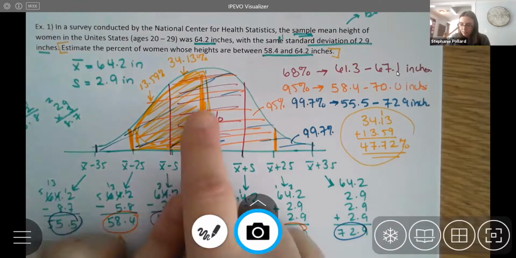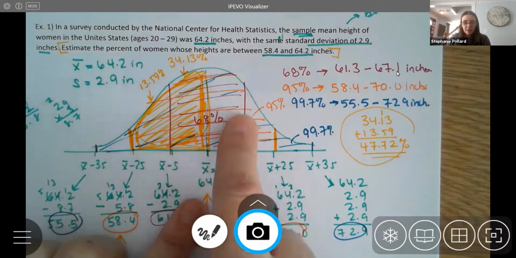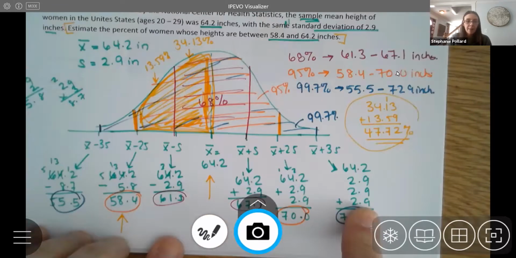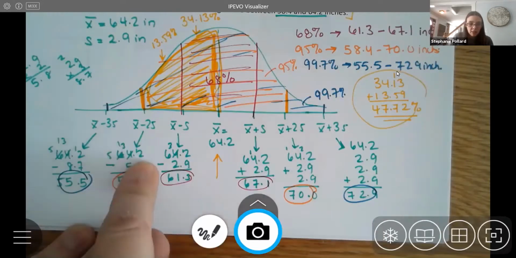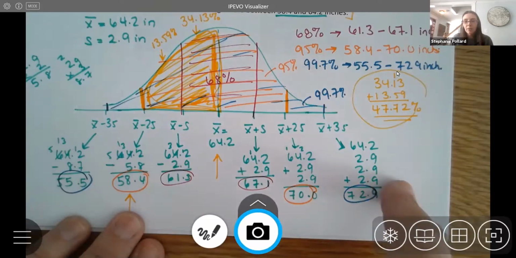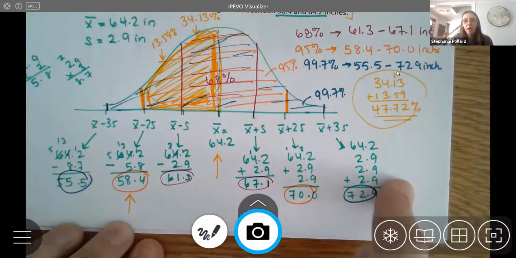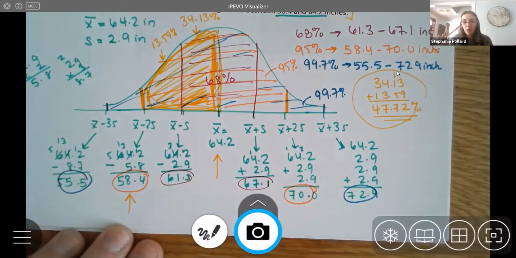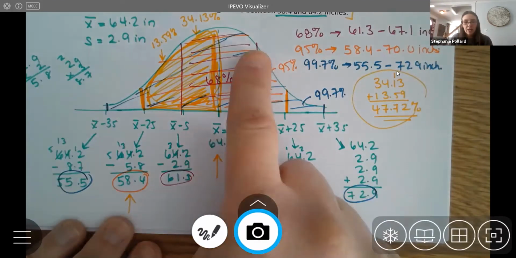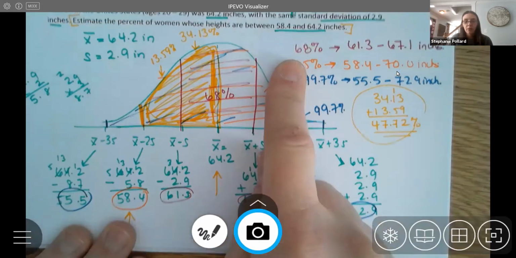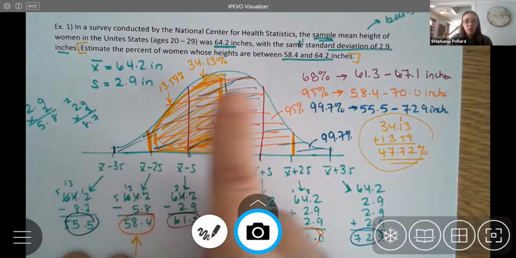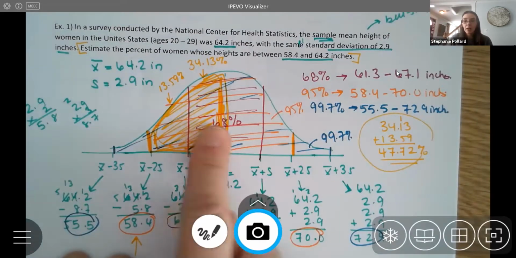So I found my center. I found my +1 standard deviation. I found my +2, my +3 values. I found my -1, my -2, and my -3 standard deviation values. So I had my main values here. When you have questions about empirical rule, you've got to be working off these main values, right? Because that's really what we know. So once I had my main values, I went back to my question and looked, okay, well, what am I looking for here? I'm looking for 58.4 to 64.2. So that's this region. That's the only piece that I want.